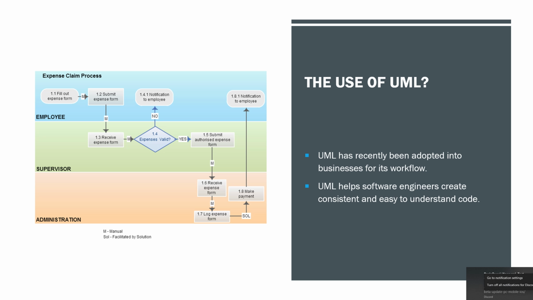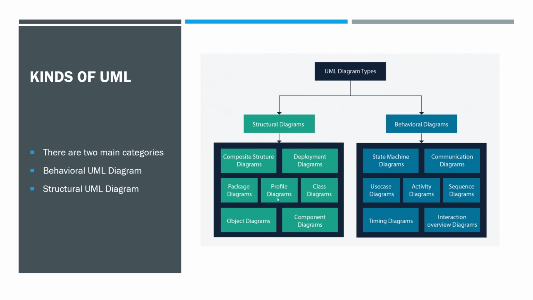Sorry about these. Let me get this turned off. There we go. So moving on to the next part, kinds of UML. There are two main categories of UML: behavioral and structural. Now, looking at this, there are a couple of kinds of diagrams.